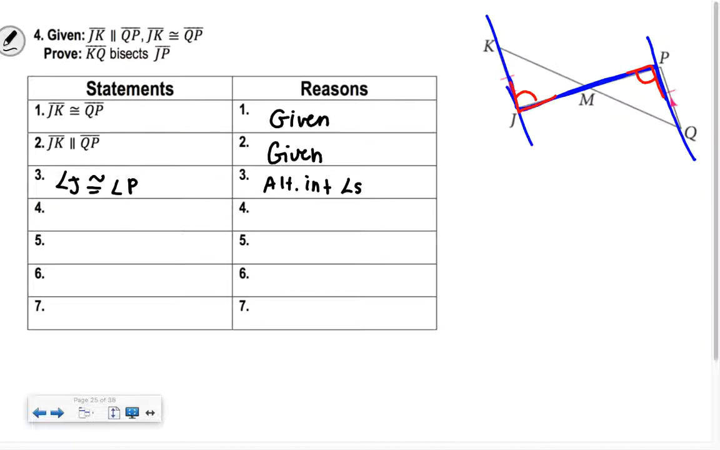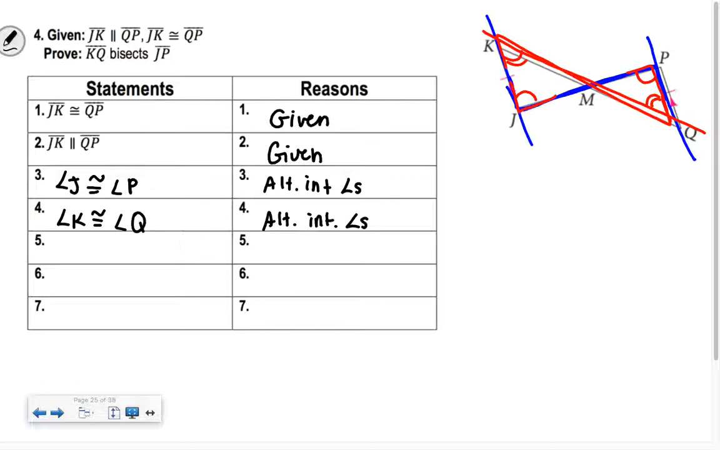We also have another Z shape. Do you guys see the other Z shape? If we use this other line as our transversal, it's right here. So this one and this one are congruent as well. So we're going to say angle K is congruent to angle Q. That's also by alternate interior angles.